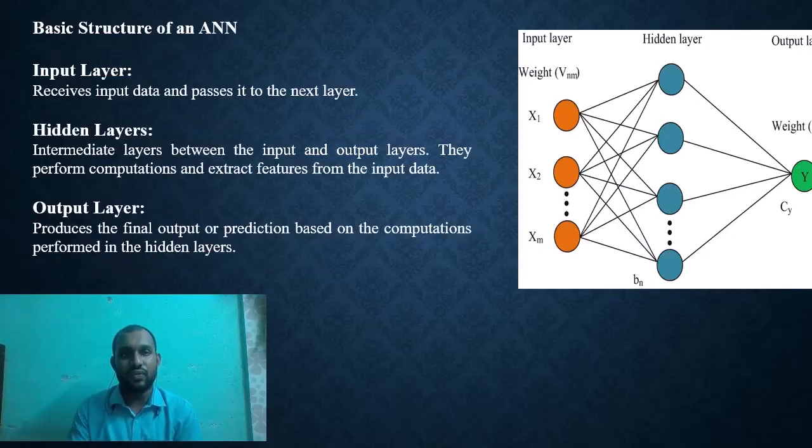The basic structure of ANN. Here are the three layers of ANN: input layer, hidden layer, and output layer. The input layer receives input data and passes it to the next layer. The hidden layer is an intermediate layer between the input and output layers. They perform computations and extract features from the input data. The output layer produces the final output and prediction based on the computations performed in the hidden layers.